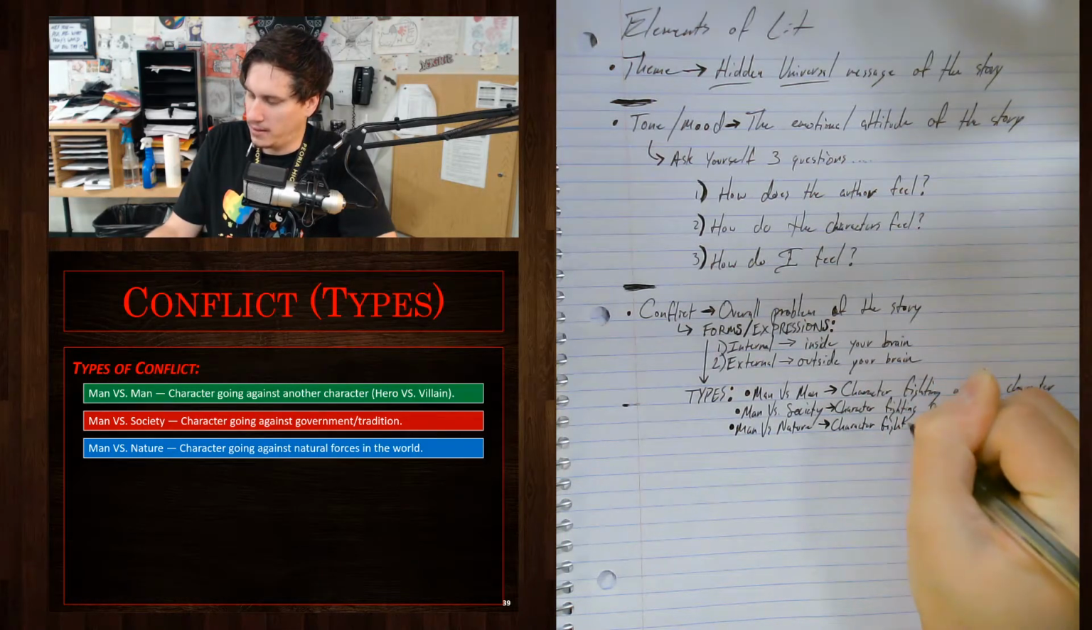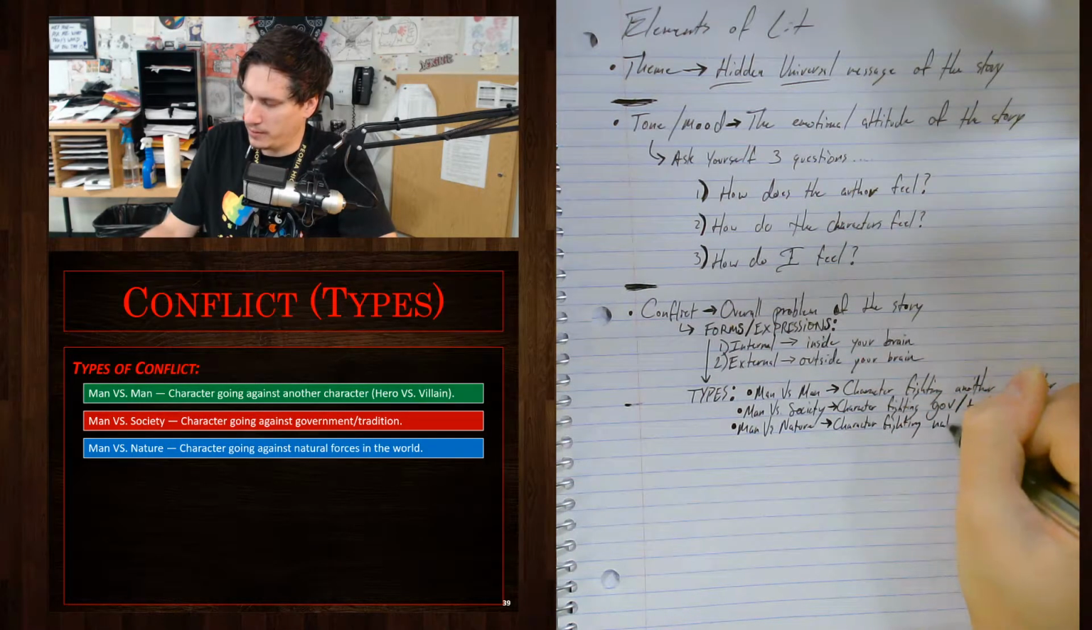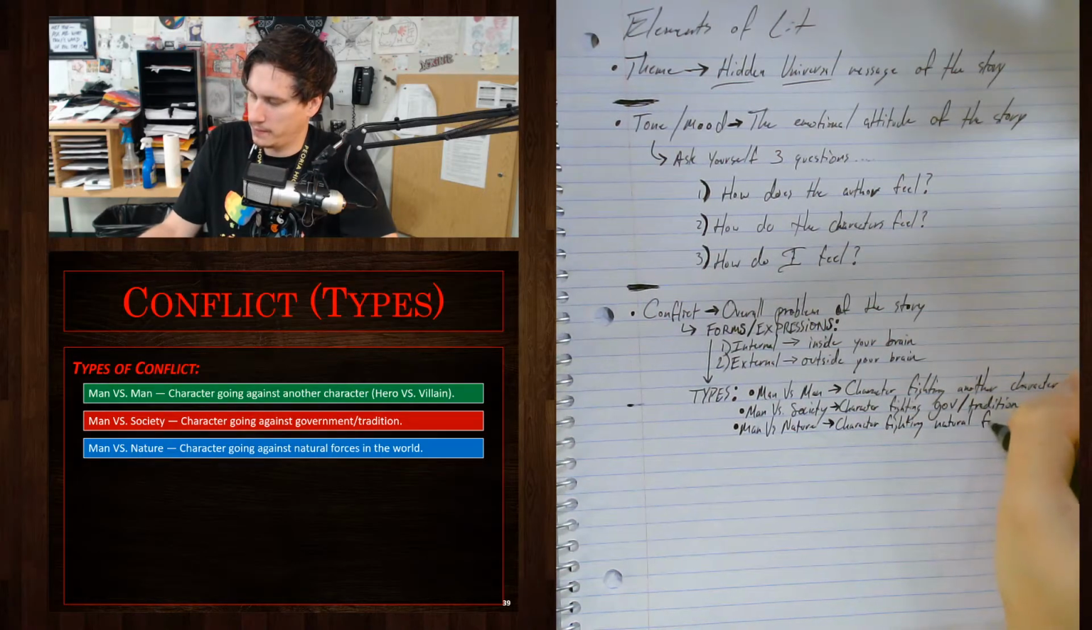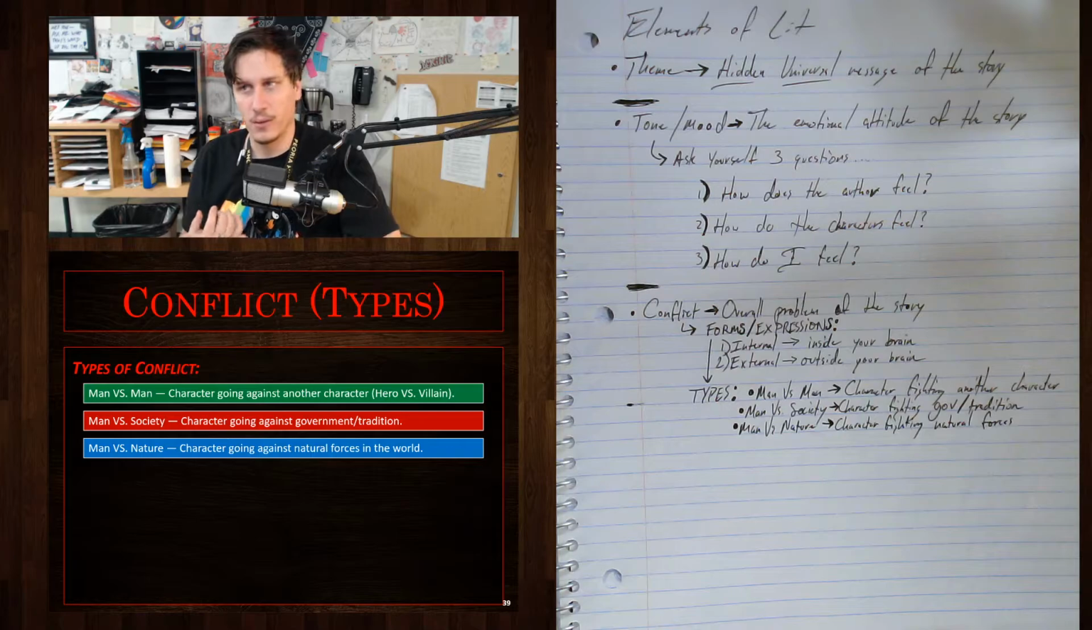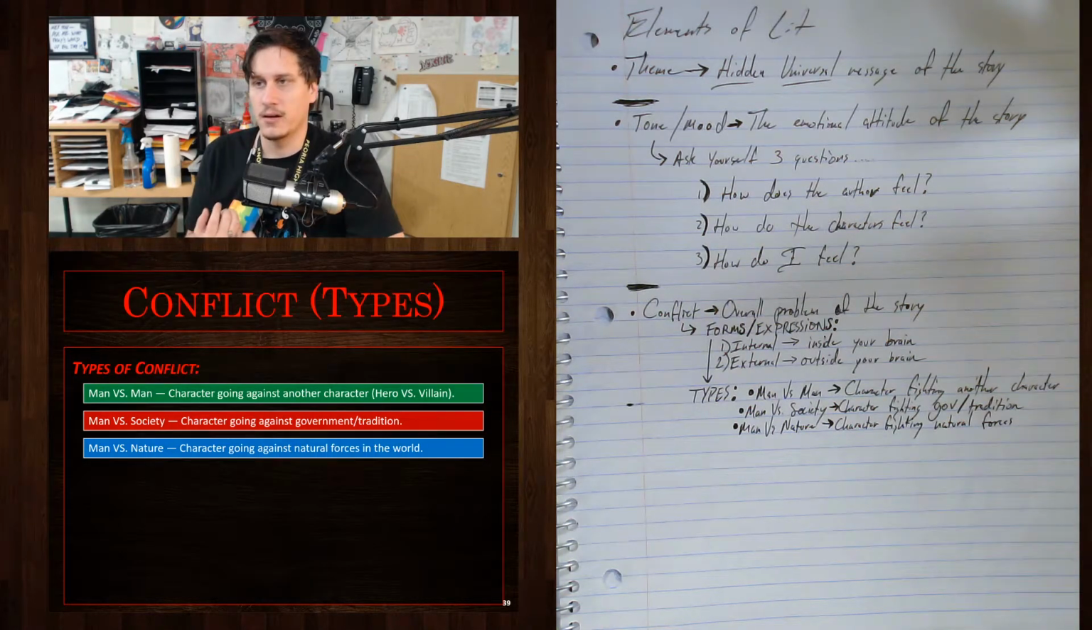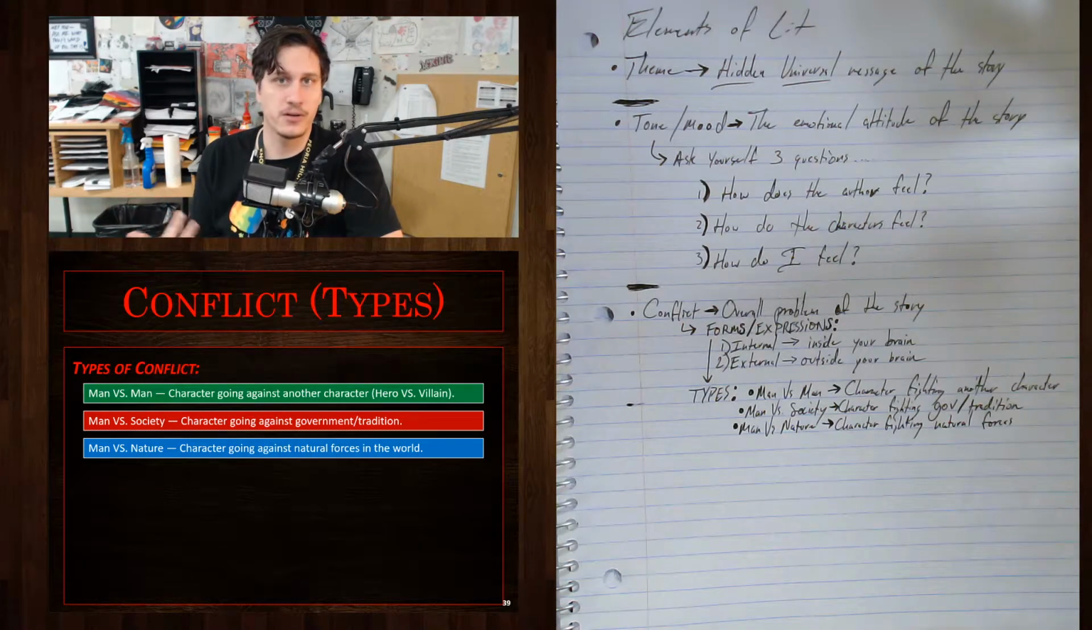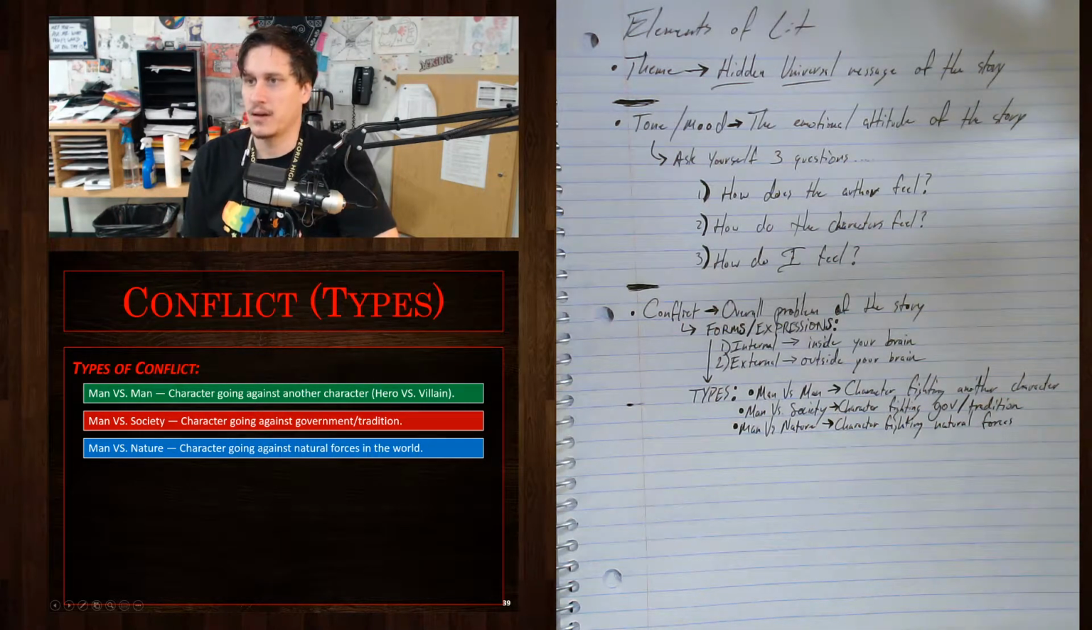Character fighting natural forces. So this would be any doomsday movie or disaster movie. One of my students brought up San Andreas, 2012. Twister is what was popular when I was young. The example that I usually use in my classroom is Sharknado, just because everyone knows what that is.